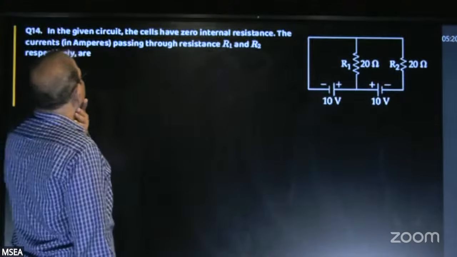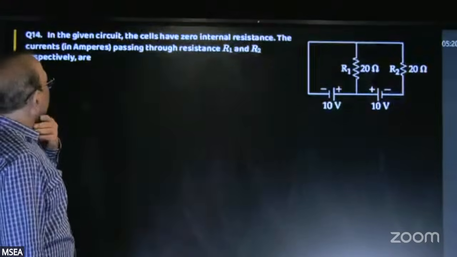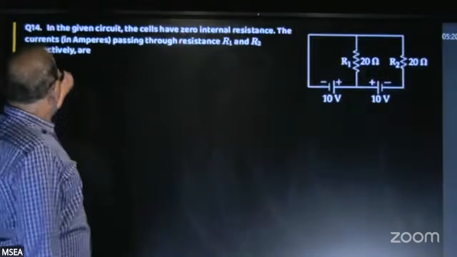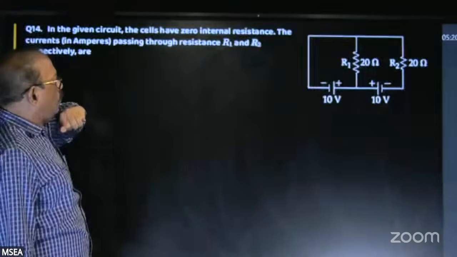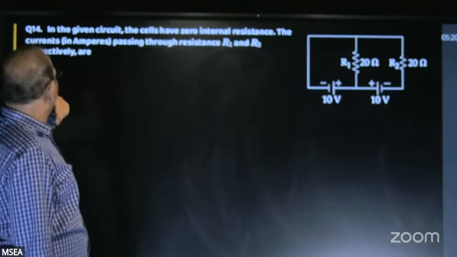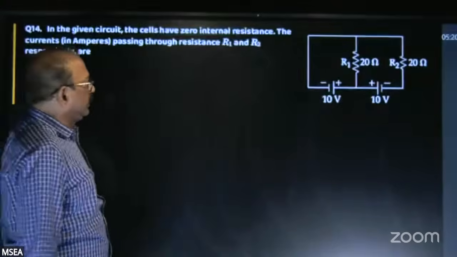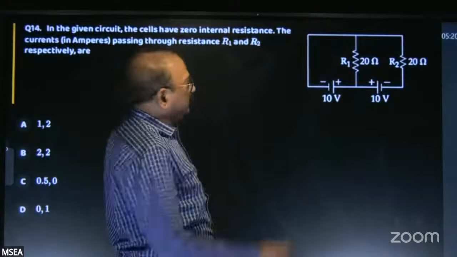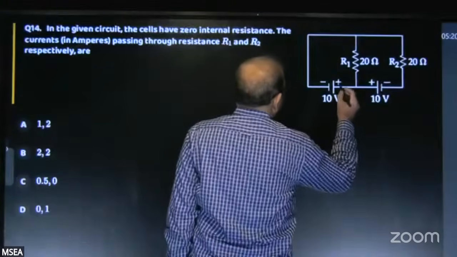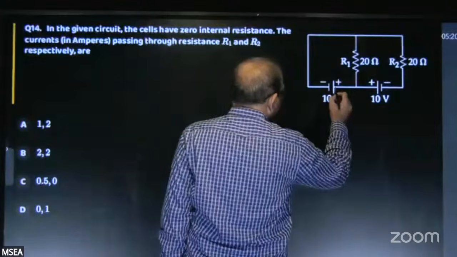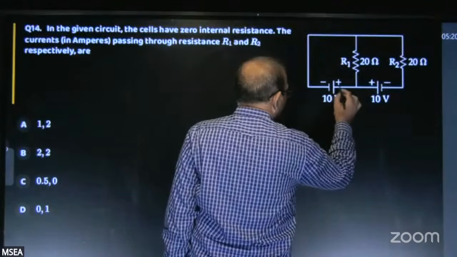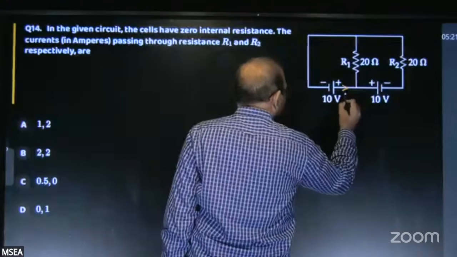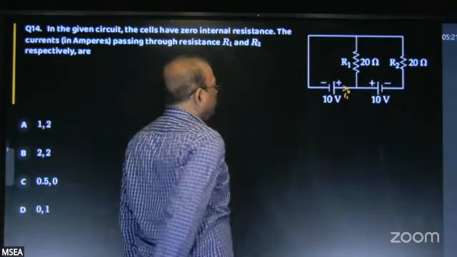What is asked in this network? The cells have zero internal resistance, given there. The currents passing through resistances R1 and R2 are asked. Current in this R1 and in this R2 is asked. Then how to solve this? Current direction is always shown from positive terminal of battery, no? So here you take some current I1 coming from this first cell.